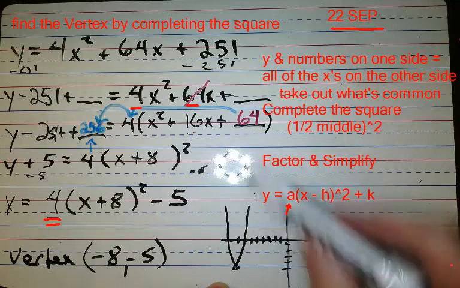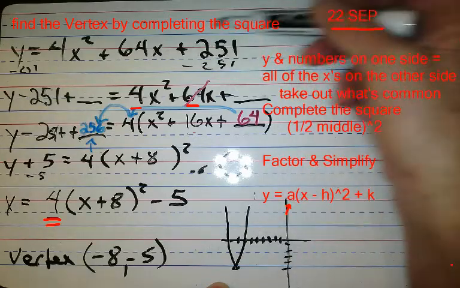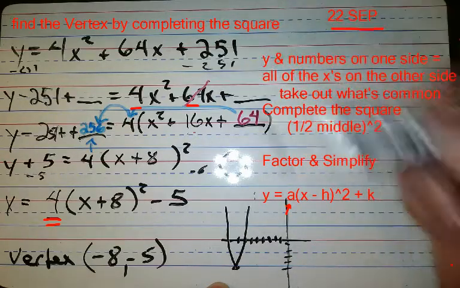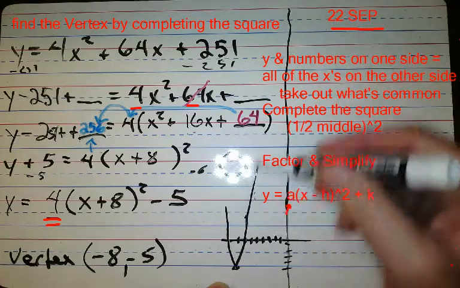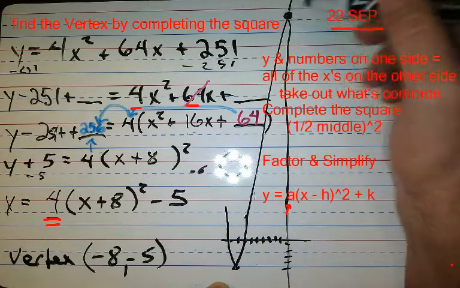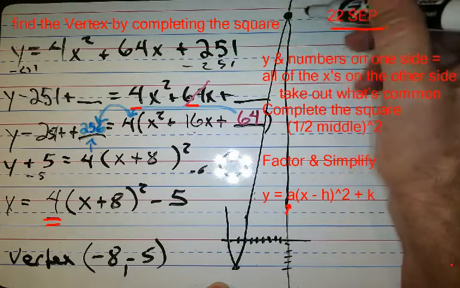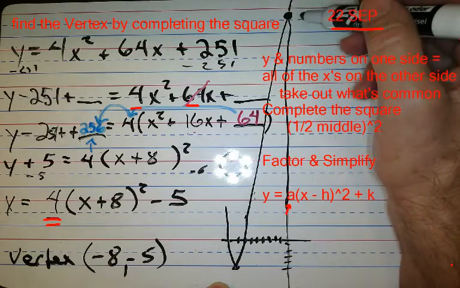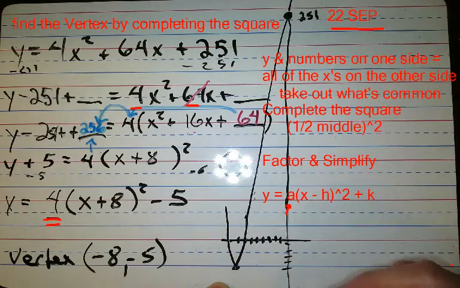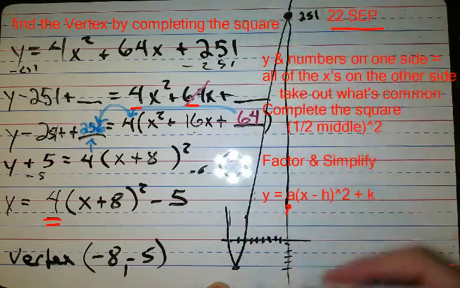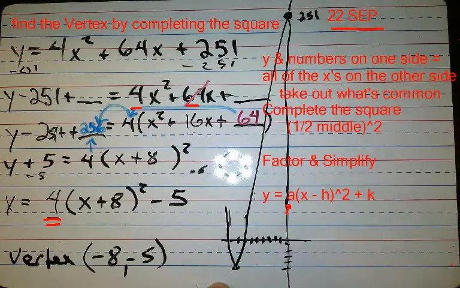In fact, remember this number right here is the y-intercept. So way up here at 251, right there, that's where the y-intercept is, right? So the parabola goes just like that. Our job was to find the vertex, and we did it. Hallelujah. Let's do it again.